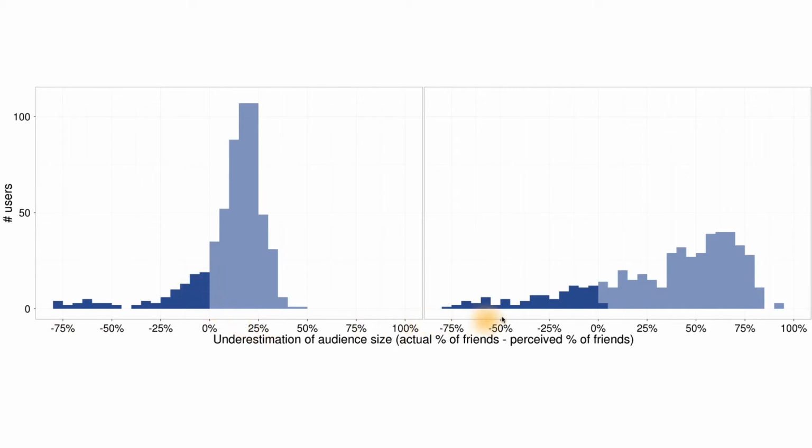If you look on the right side of these summary plots, this is for people's over or underestimations when you ask them about the whole month: how many people in general do you think see your post? And you can see that people don't underestimate quite as badly.